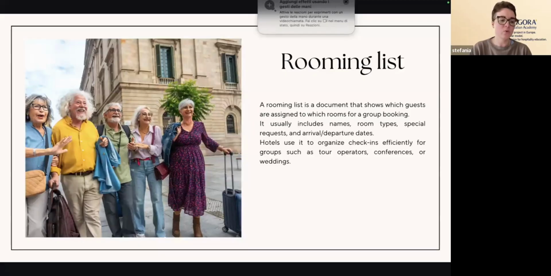When you check in with a group, we usually give the tour leader the rooming list, to check the participant list, but also the package with all the room keys. So this is for you, and you are going to distribute the keys to the group, and it's done.